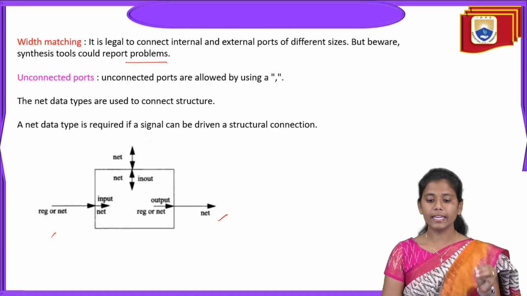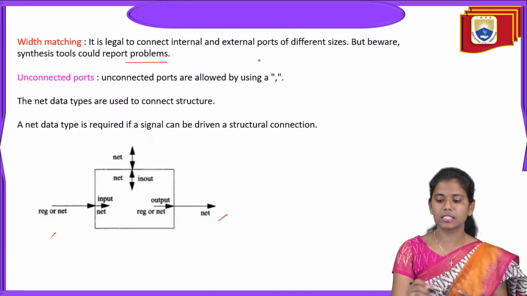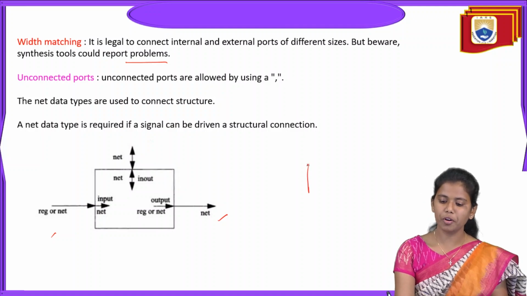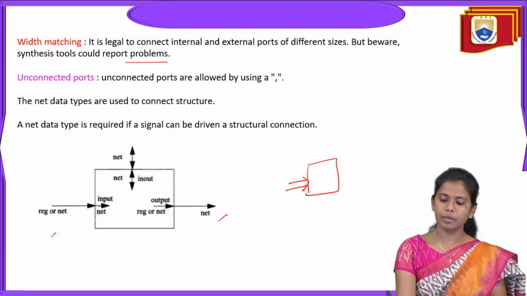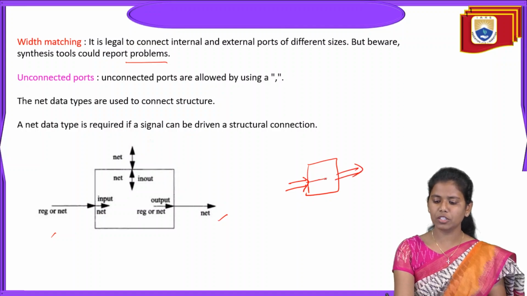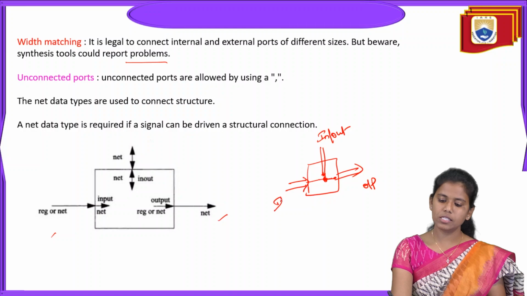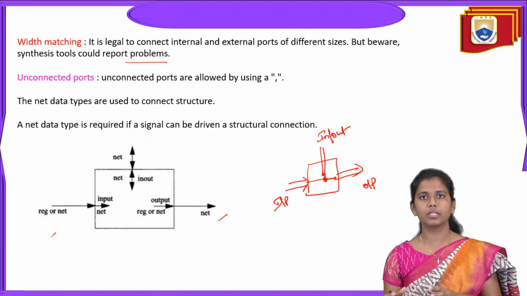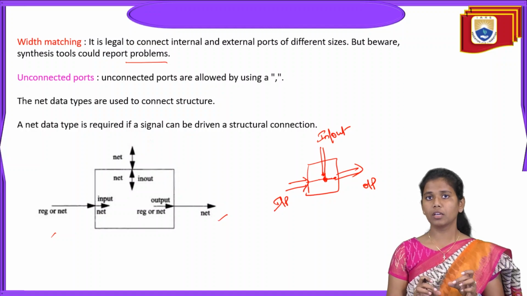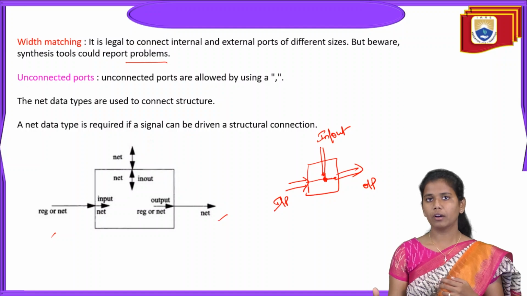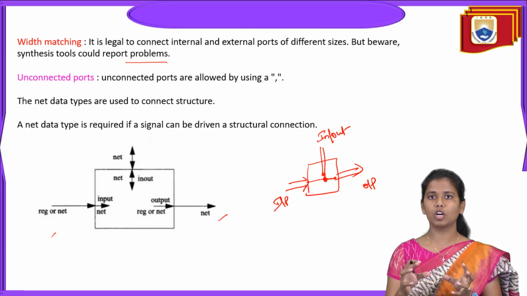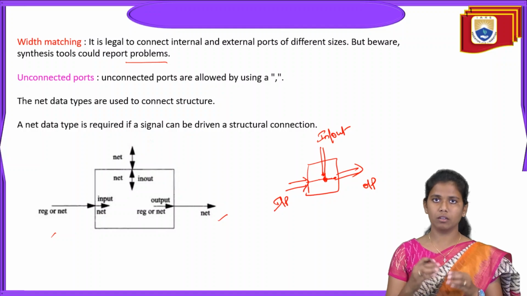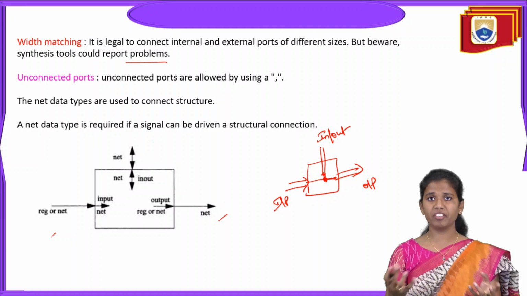It means that it is legal to connect the internal and external ports of different sizes. See, this is a module, this is the internal input and this is the output. There should be some connection, right? And this is the in-out port, this is the output port, and this is the input port. So if you observe, there must be a connection between the input, output and in-out port. The width of the input may change with respect to the output. It doesn't mean that all the ports, input, output and in-out, are to be the same. The dimensions may change, the width may change.